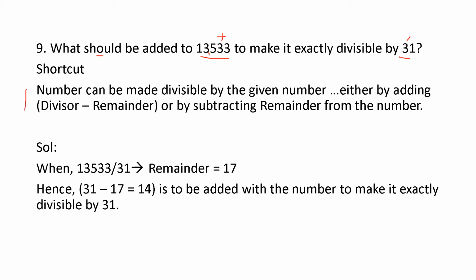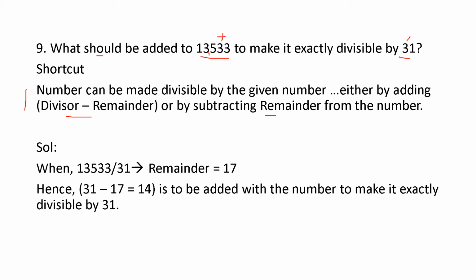A number can be made divisible by the given number either by adding divisor minus remainder to the number, or by subtracting the remainder from the number. These are the two ways.